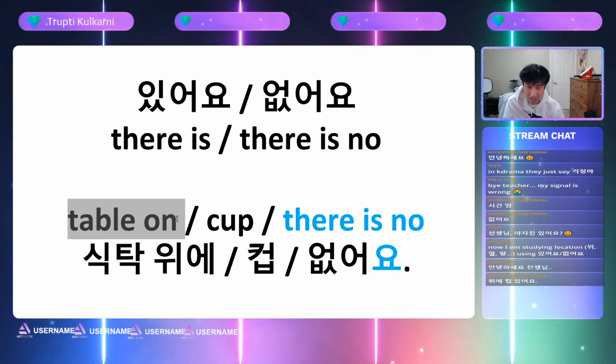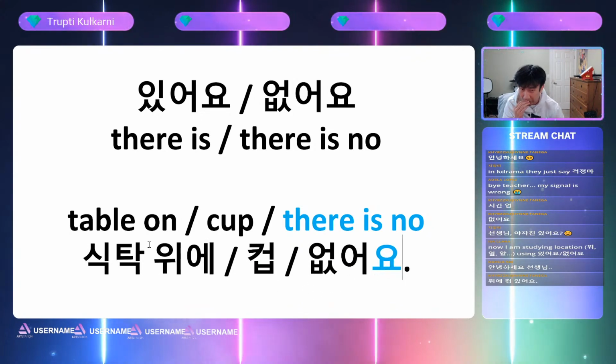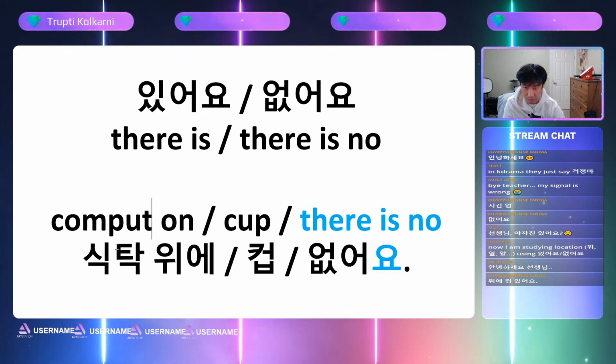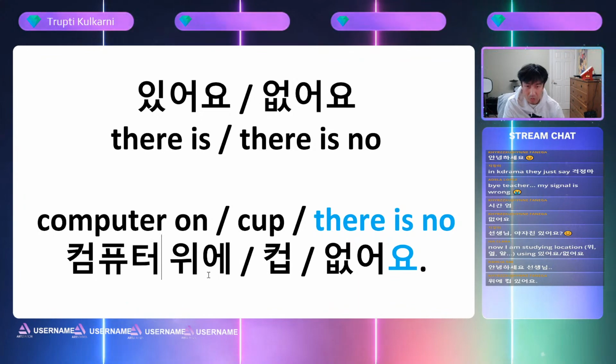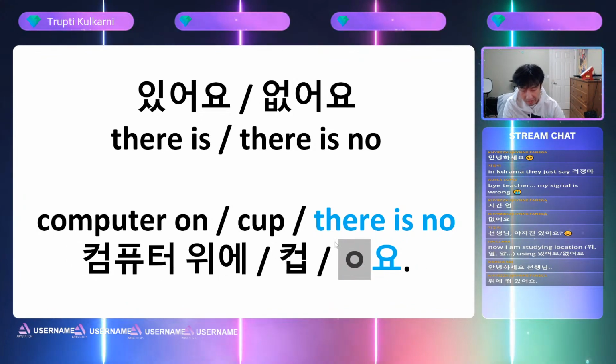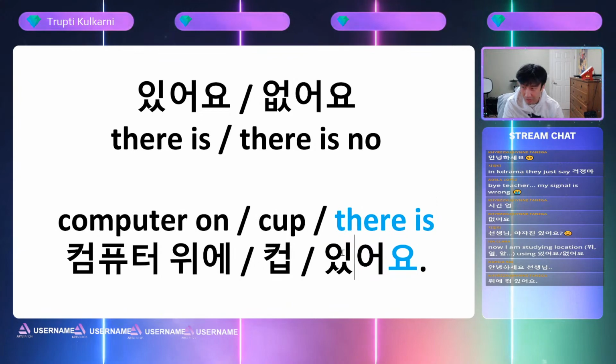But the reason why I split this up into these sections is because this whole thing right here behaves like one word. So you could swap it around. You could say 컵 식탁 위에 없어요. There's no cup on the table. And if this is very hard, you can practice by swapping out words. Like it's on the table, or it's on the computer. 컴퓨터 위에 컵 없어요 or 있어요. There is a cup on the computer.